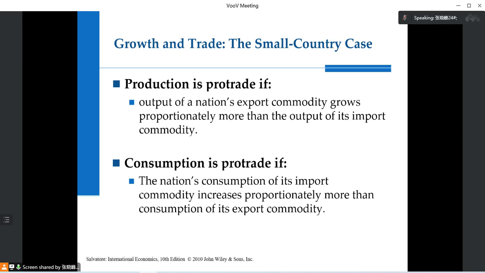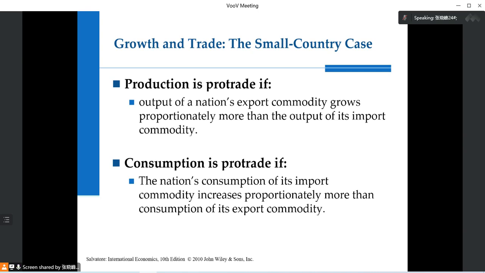Production is pro-trade if the output of the nation's export commodities grows proportionally more than the output of import commodity. Just now I mentioned. Consumption is pro-trade if the nation's consumption of its import commodity increases proportionally more than consumption of its export commodity.